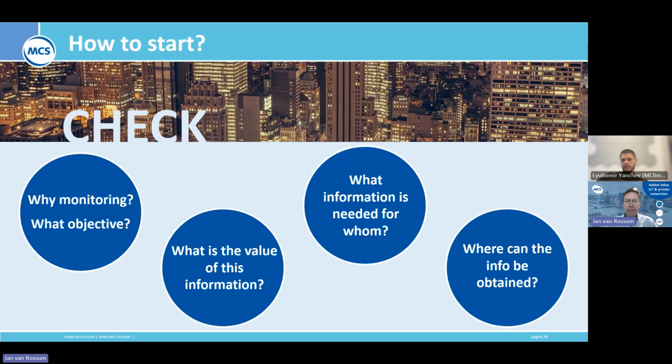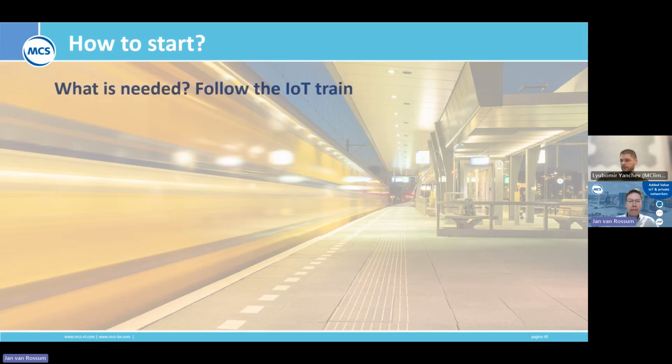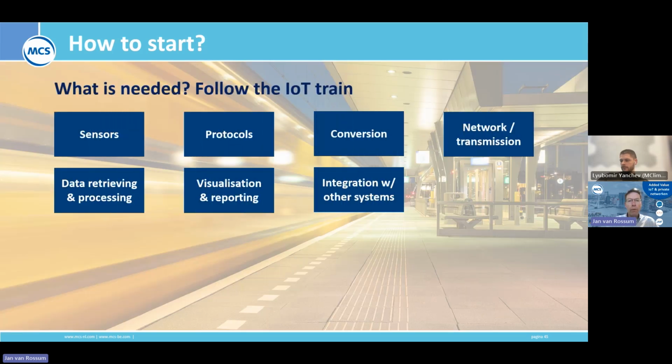And the final step is actually, okay, if I know what kind of information I need, where can that information be obtained? So if you're looking at this energy consumption, then you might look into, for each building, where this energy information is actually collected. Are there certain meters already in there? Is that maybe reporting from the energy company itself, etc.? So you really have to look for where I can find this information and what kind of sensors I need for that. If you know all that, then you can really follow what we call the IoT train.